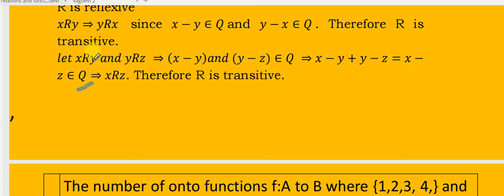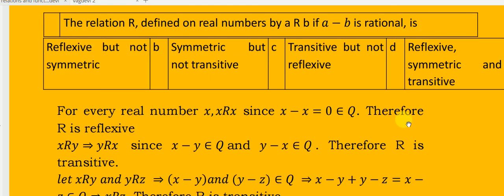So x related to y and y related to z implies x is related to z. Therefore R is transitive. So this relation, a minus b is rational, that is, subtraction of two rational numbers, is reflexive, symmetric and transitive. That is, it is an equivalence relation. So option D is the right answer for this question.